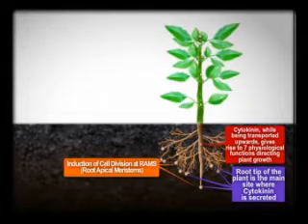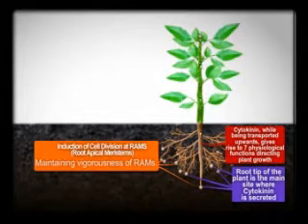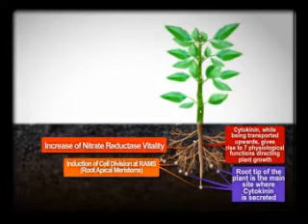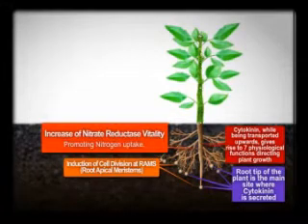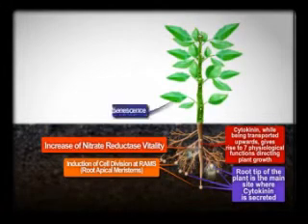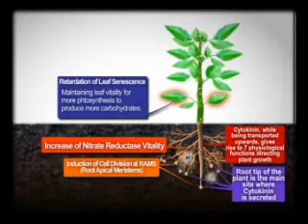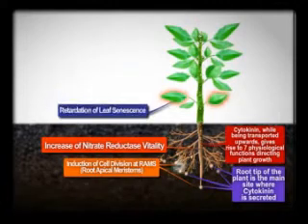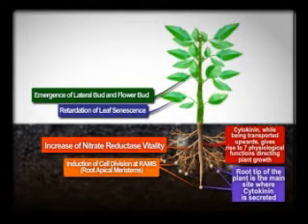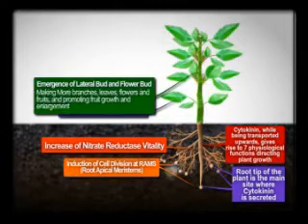Induction of cell division, maintaining vigorousness of root apical meristems. Increase of nitrate reductase vitality, promoting nitrogen uptake. Retardation of leaf senescence, maintaining leaf vitality for more photosynthesis to produce more carbohydrates. Emergence of lateral bud and flower bud, making more branches, leaves, flowers, and fruits, and promoting fruit growth and enlargement.